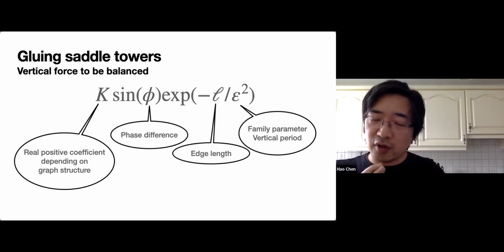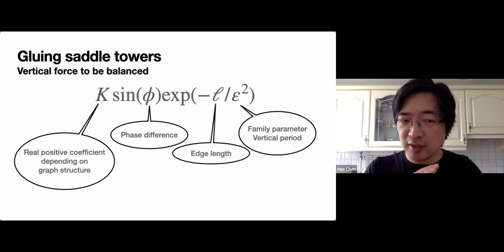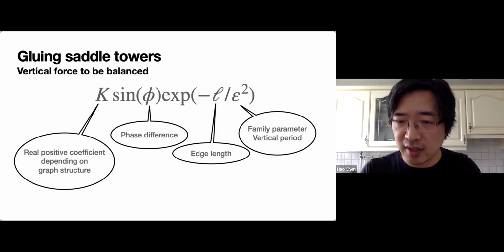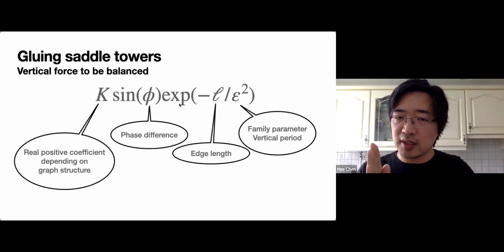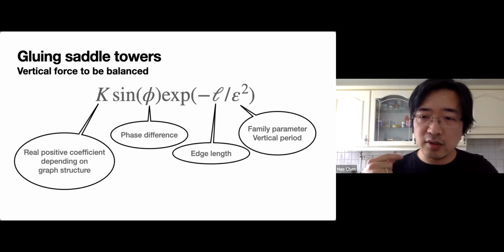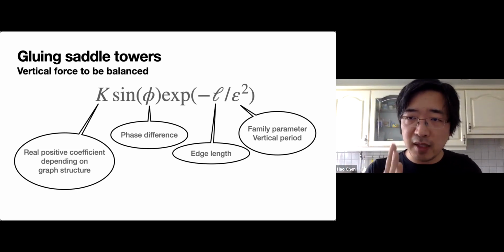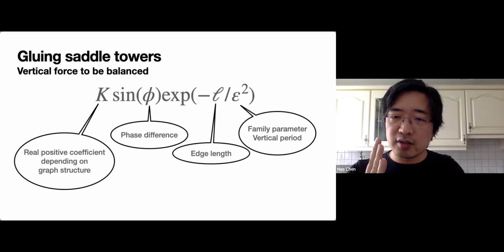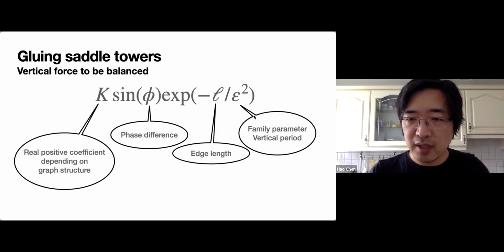which is a real positive coefficient that depends on the graph structure, but the dependence is very complicated, so I will not state it here. This is the force each saddle tower is experiencing from adjacent saddle towers. So the balance condition says that each saddle tower must be balanced, meaning that the vertical forces along adjacent edges must sum up to 0.